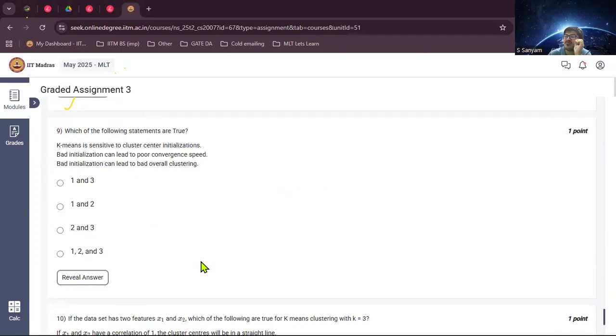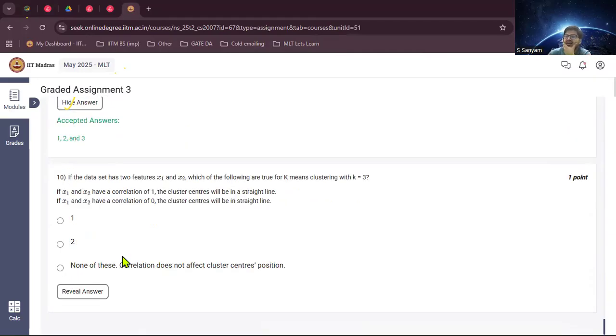K-means is sensitive to cluster center initialization. Yes, bad initialization can lead to poor convergence. We know random initialization decides all things, and bad initialization can lead to bad clustering. I have explained all three. This is the answer.